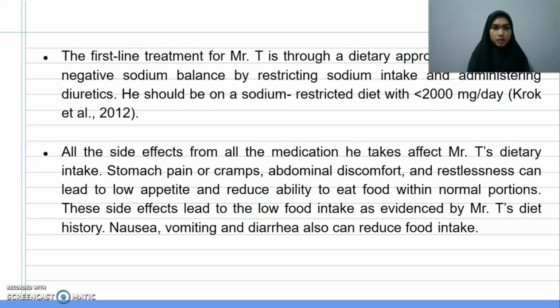Other than that, all the side effects from all the medications he takes affect Mr. T's dietary intake. Stomach pain or cramps, abdominal discomfort, and restlessness can lead to low appetite and reduced ability to eat food within normal portion. This side effect lead to the low food intake as evidenced by Mr. T's diet history. Nausea, vomiting, and diarrhea also can reduce food intake.